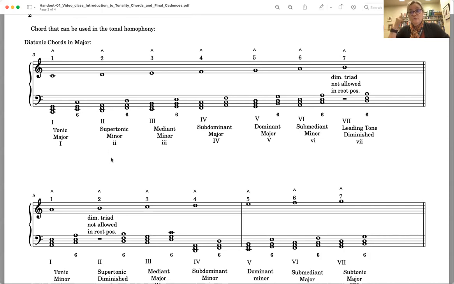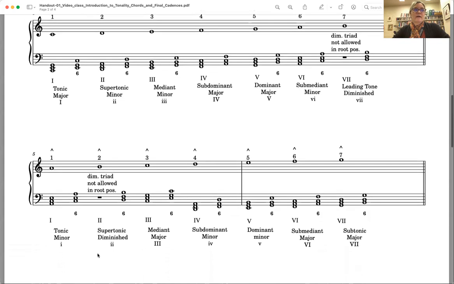They're assuming that you do have in mind that in major 2 is minor, right? And 6 is minor and 3 is minor. And in minor, we have that 3 is major anyway, so they're hoping that you're going to keep in mind and get used to that.